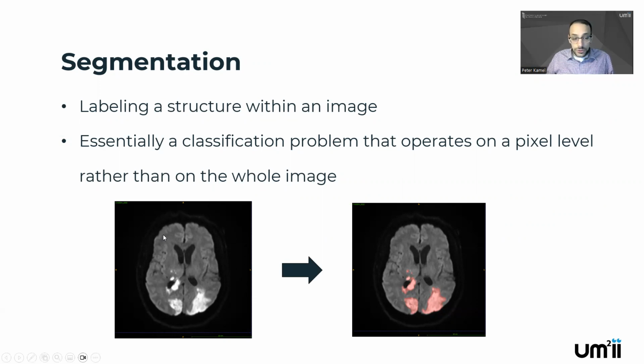Give us a 0 for no stroke, or give us a 1 for a stroke. And it does that for all the pixels, classifies all the pixels to make a segmentation map over top the image. So segmentation fundamentally is a classification problem.